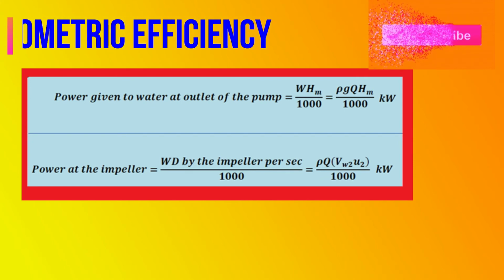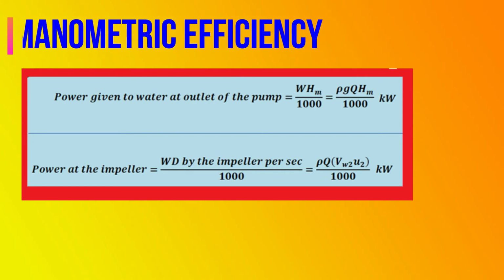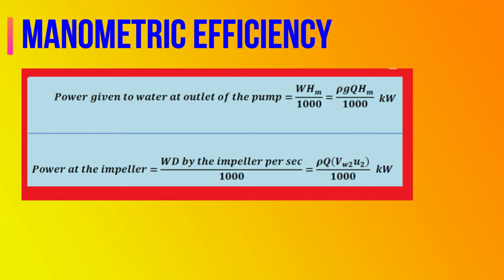Whenever we are considering the weight, it is also written as power given to water at outlet of the pump equal to W Hm upon 1000 when it is required in kilowatt. We know that W equal to mg, and density equal to mass upon volume, so mass equal to density into volume. So we can also write power given to water at outlet of pump equal to rho g Q H divided by 1000 kilowatt, when it is required in kilowatt.